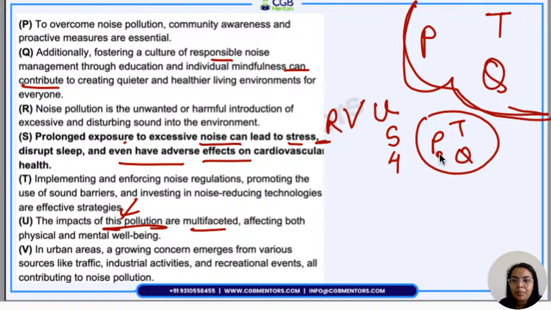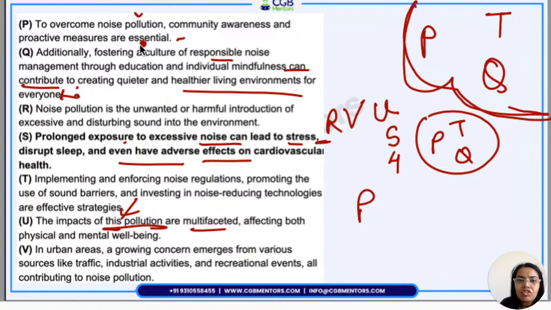Overcome पहले तो P आएगा, fifth पे definitely P आएगा because this introduces कि now I'm talking about, या I'm going to talk about the solution. Overcome noise pollution. Generic things are awareness and measures are essential. Then when you go and say Q, it says all these things contribute to creating quieter and healthier living environments for everyone. So essential part को लेकर ही additionally explain करेंगे.